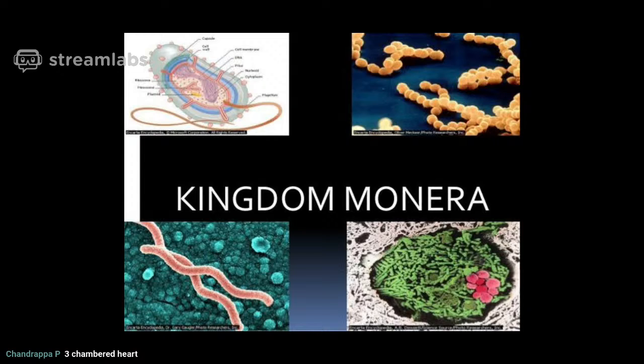These are prokaryotes. They don't have membrane-bound cell organelles. They don't have a nuclear membrane. The DNA is found like plasmids, in circular structures in the cytoplasm.